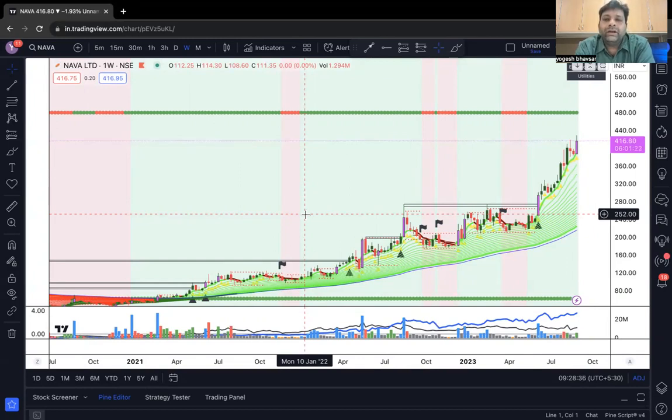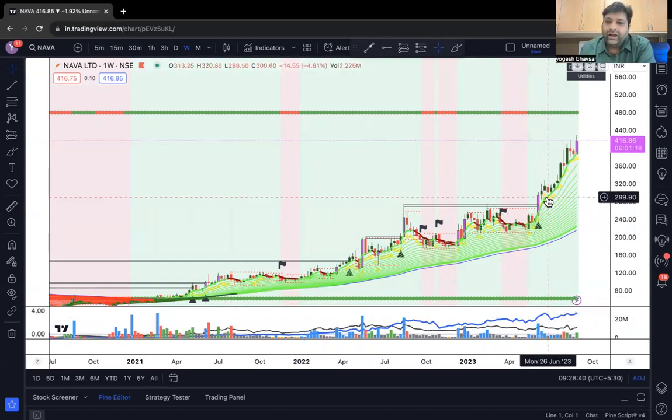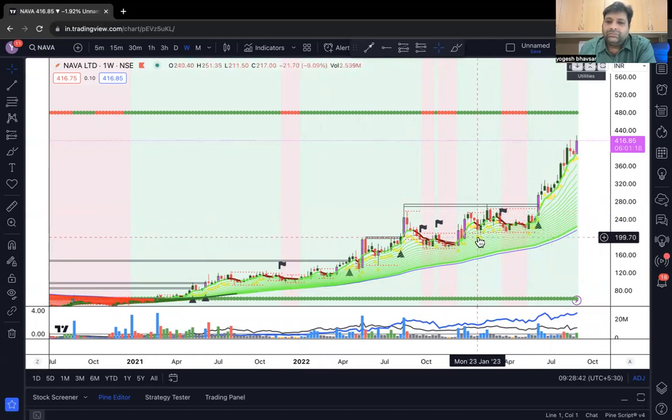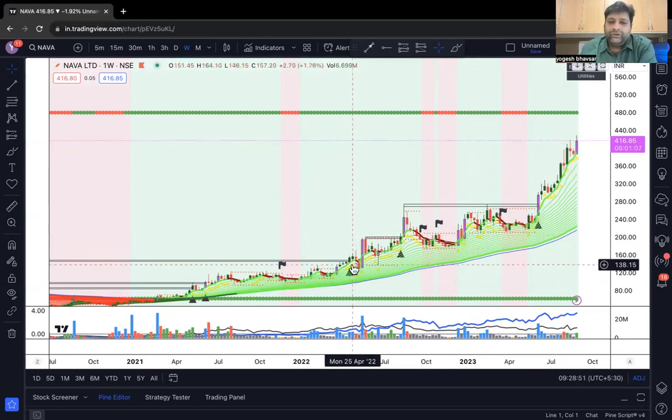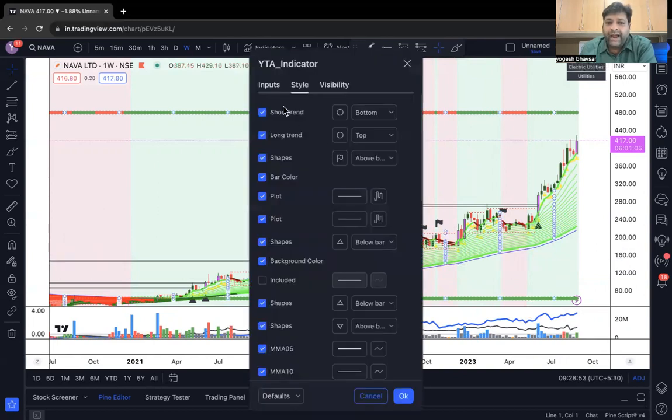So how can we take advantage of it? First, understand the EMAs. There are a couple of EMAs that I have taken where, if the price stays trending, then we assume that the trend will last for a longer time. Now, what we do is double click on this.